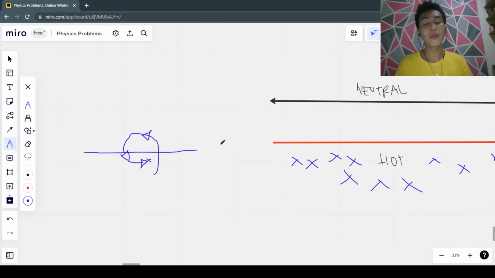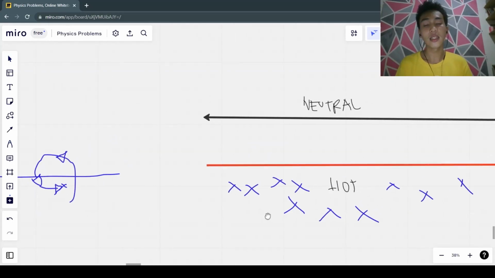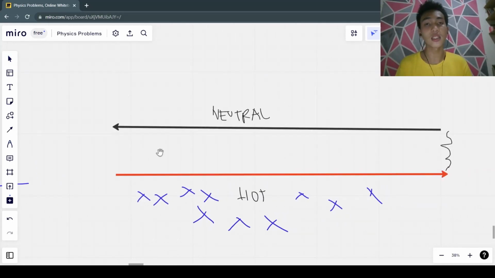Then, if we notice, above our wire the direction is pointing towards us. If that's the case, then the direction of the magnetic field above this wire is going towards us, so out of the page. So, we have dots there.